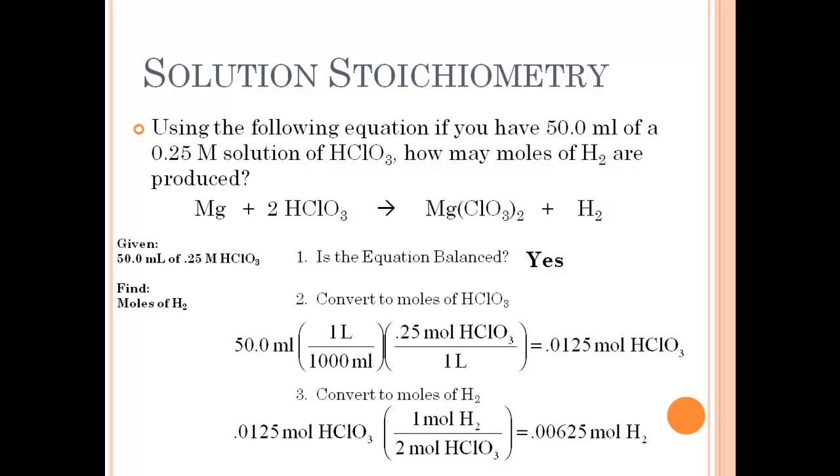So using that mole ratio, we can calculate that 0.00625 moles of hydrogen gas were produced. Remember to keep an eye on your significant figures. The first number given, the 50, has 3, so your final answer should have 3.